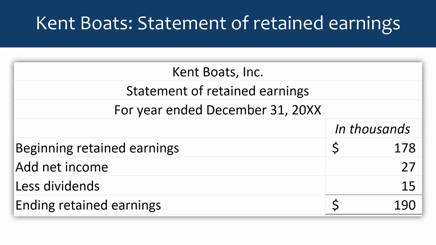So what does Kent Boat's ending balance of retained earnings mean? It means that the cumulative total of Kent Boat's net income less net losses less any dividends is that ending balance. That is the amount Kent Boats has earned since its inception, less any losses and less any dividends. We have finished constructing the statement of retained earnings for Kent Boats. When we look at the balance sheet, we will be seeing that ending retained earnings balance on the balance sheet.